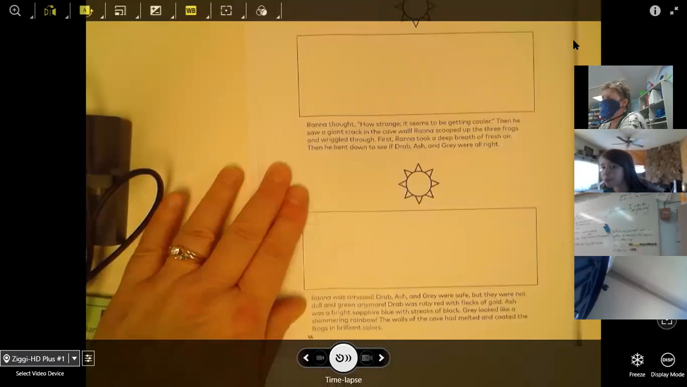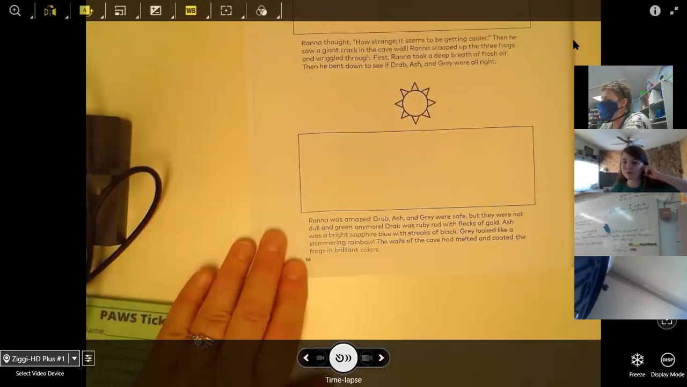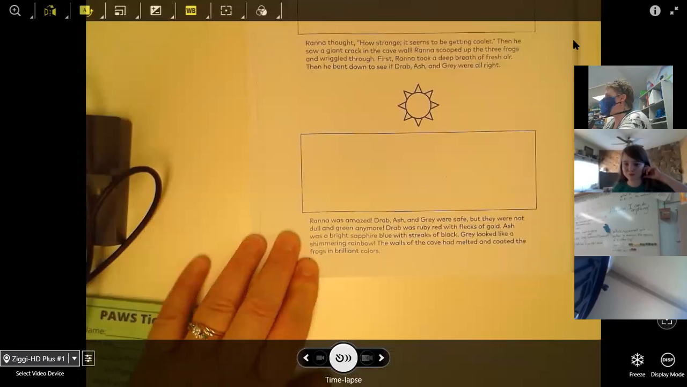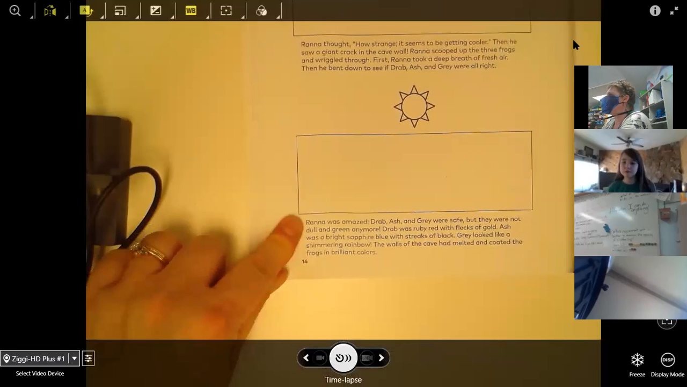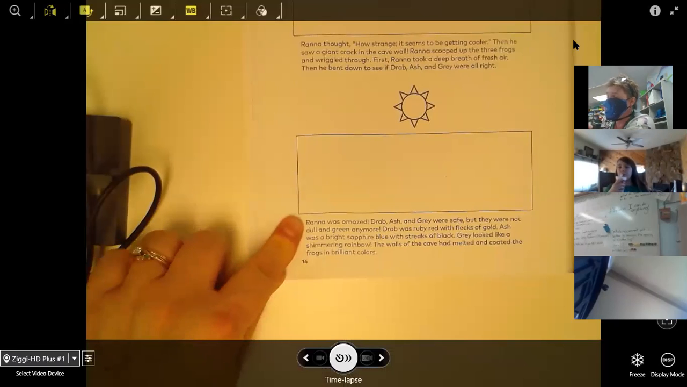All right, let's see what happens next. Rana was amazed. Is that also thinking? Yes. That's not doing. That's not saying anything, but can being amazed be thinking? Yes. Now we know that's how the character feels, right?